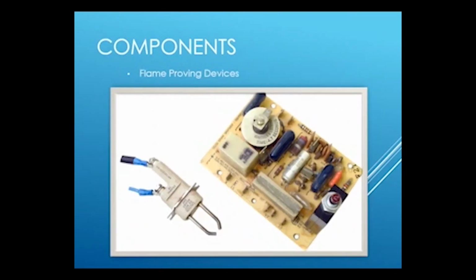Our systems also require flame-proofing devices in order to provide a 100% shutdown protection on the burner in order to prevent any unwanted gas buildup. We can use thermocouples, flame rods, pyrostats, or CAD cells, which are light-sensitive cells. So it's a photoconductive cell that changes resistance when exposed to light.